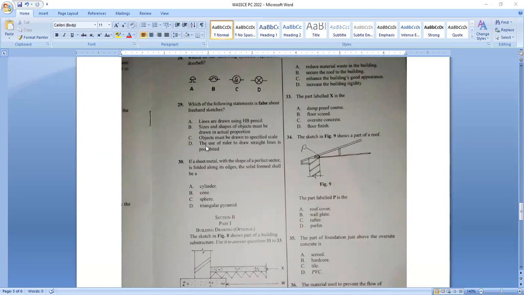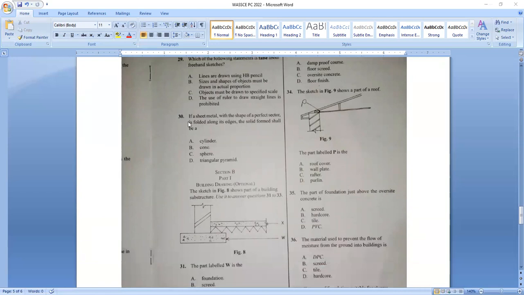That is option D, so that's correct, but option C, object must be drawn to specified scale, there is nothing like that. Now question 30 says that if a sheet metal with the shape of a perfect sector is folded along its edges, the solid formed shall be a cone. So that is question 1 to 30 on general geometrical construction.